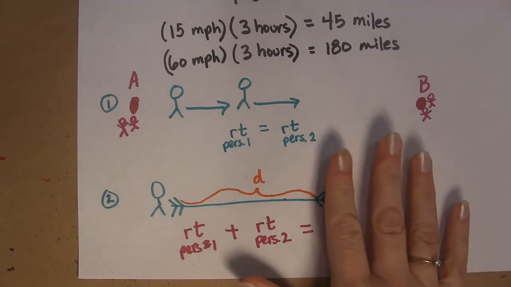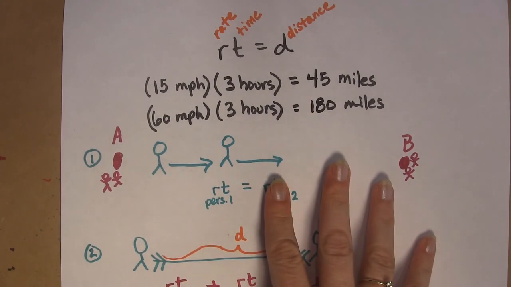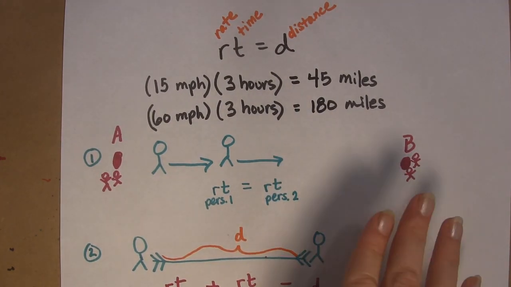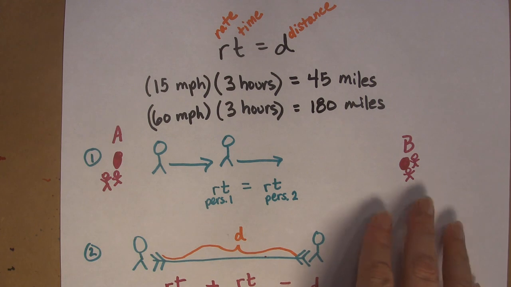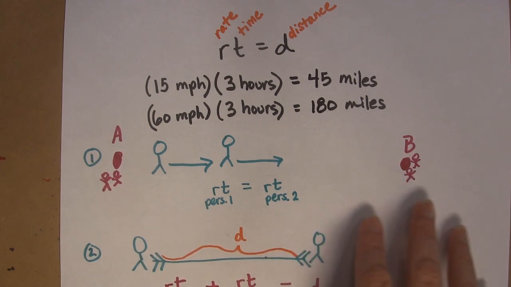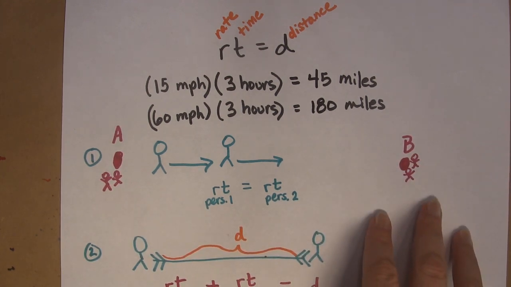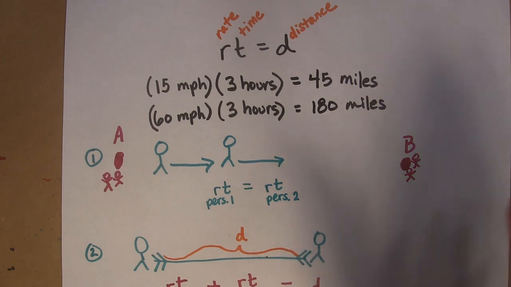I hope that makes the use of the RT equals D formula a little bit clearer. Remember, when you're working out your word problems, draw pictures and then fill in the information. It helps. Honestly, I would not steer you wrong.